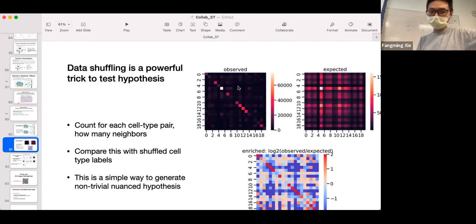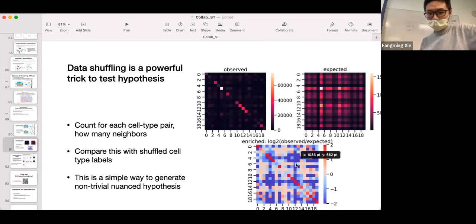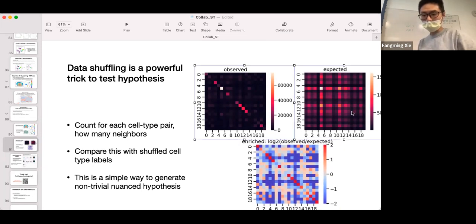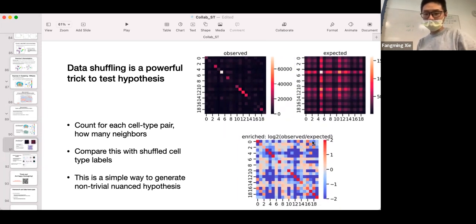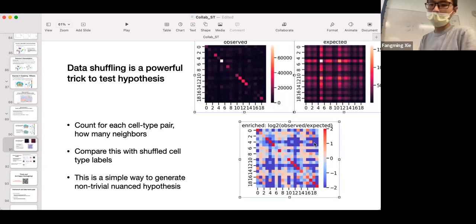And then you can compare between the observed and the expected, say, divide observed by the expected and see if it's above 1 or below 1. Above 1 means it's enriched. Below 1 means it's depleted compared with random, right? Then you get something like this: the enrichment of every cell type pair in their spatial proximity, right? So that's a hand-waving way of doing it.